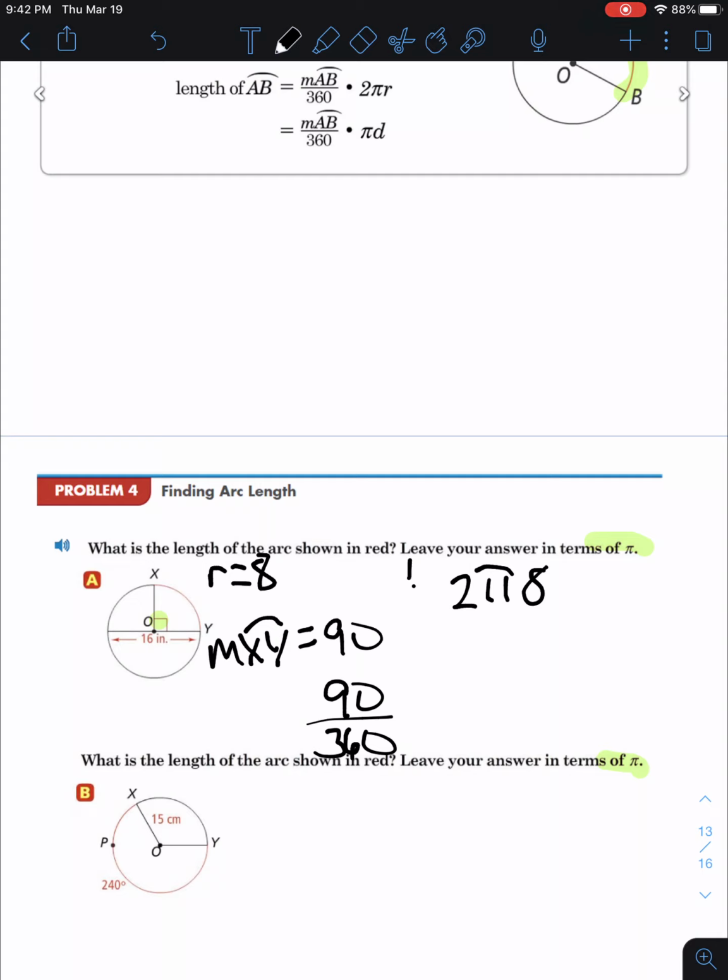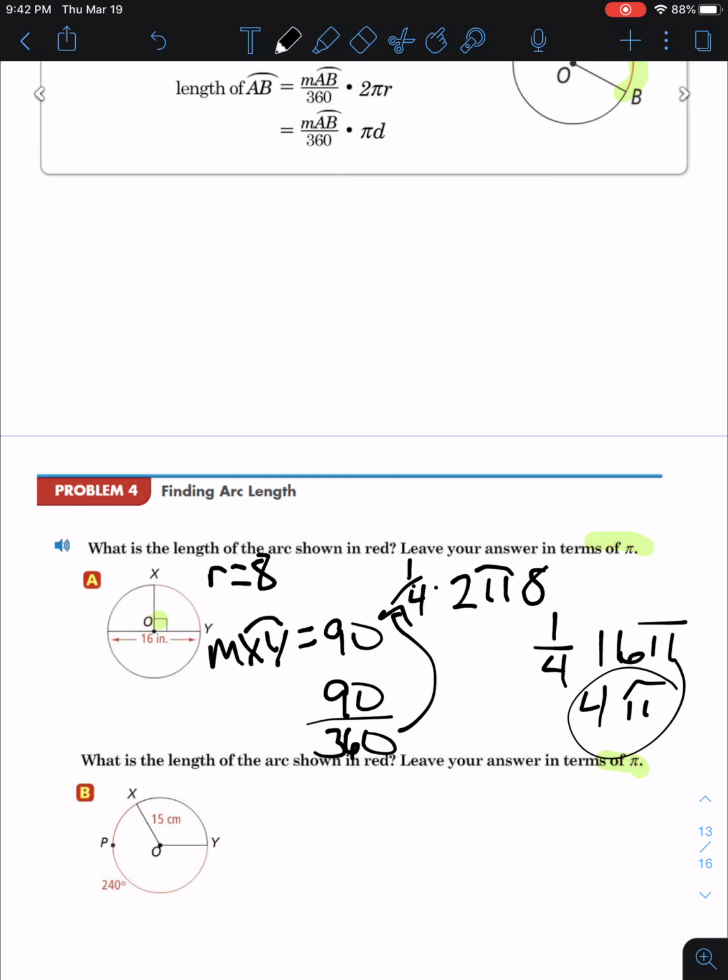1/4. So if we take 1/4 times 2 pi r, or 2 pi 8, which would be 16 pi, that'd be 1/4 times 16 pi, which is 4 pi. And it said to leave our answer in pi. There we go. To do the same on the second one.